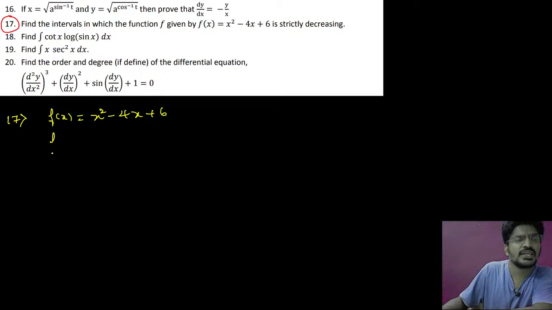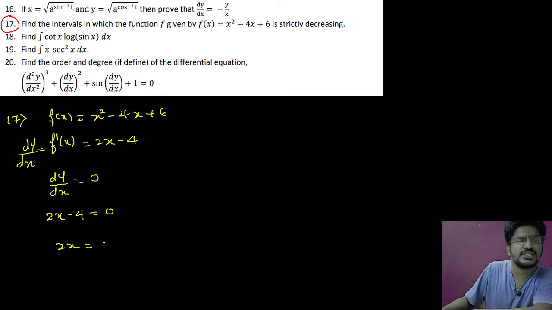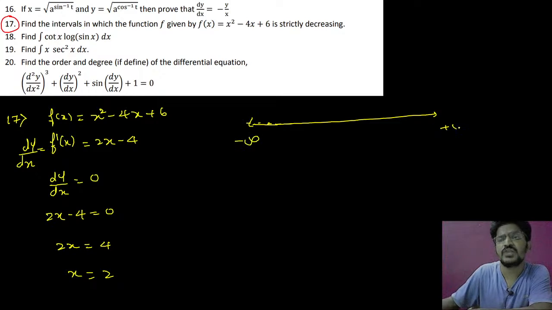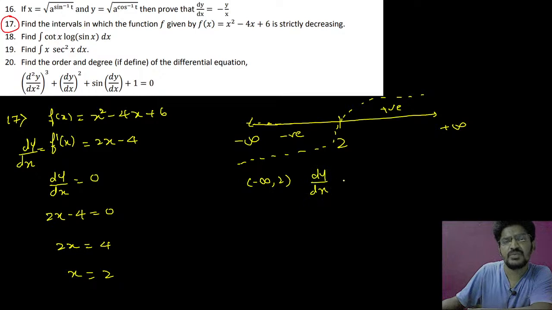Okay, so now you can calculate f dash of x, that is nothing but your dy by dx equal to what? 2x minus 4. So equate dy by dx is equal to 0. 2x minus 4 is equal to 0. So 2x is equal to 4. x will be equal to 2. Quickly you can draw wavy curve from minus infinity to plus infinity. You just see your root is 2. Function is positive. So you have to draw wavy curve. Here it is positive. Here it is negative. From minus infinity to 2, it is negative. That means dy by dx is lesser than or equal to 0. From 2 to positive infinity, dy by dx is greater than or equal to 0.